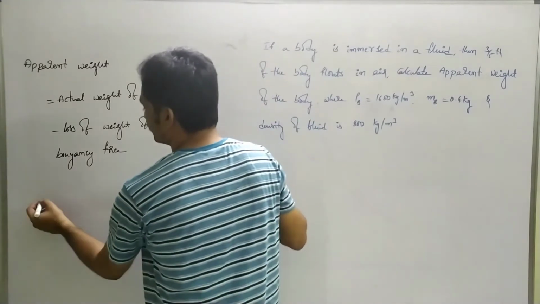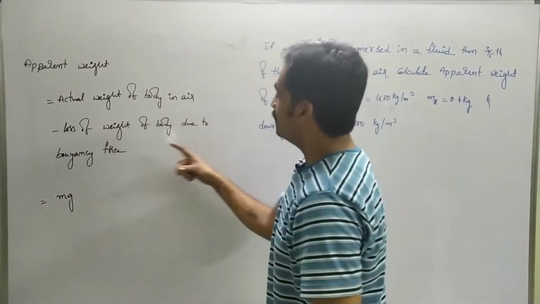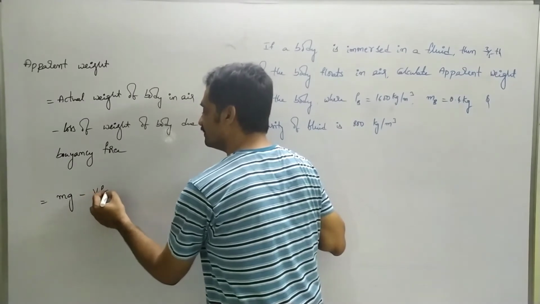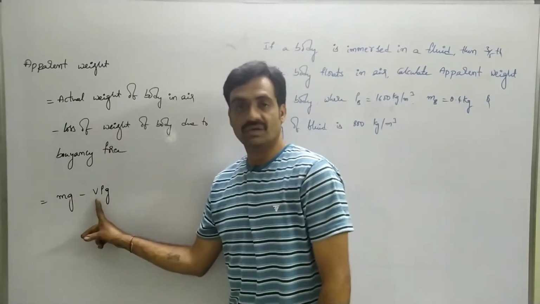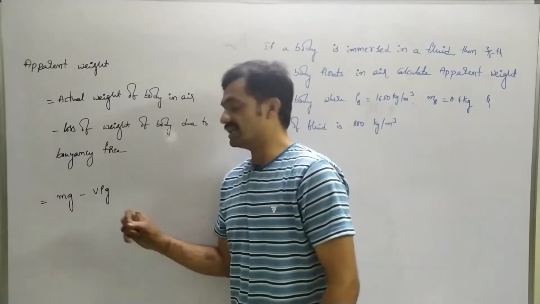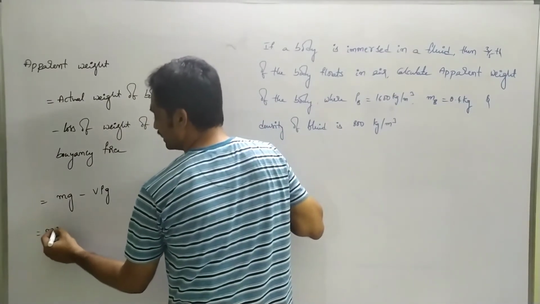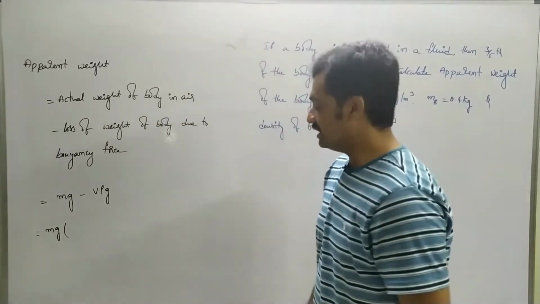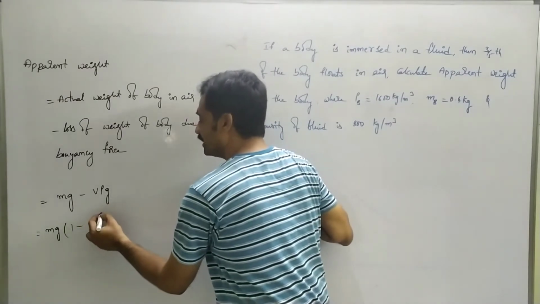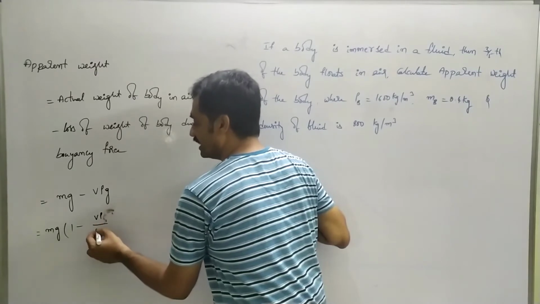Based on that, we can represent the actual weight of the body as mg and the loss of weight of the body due to buoyancy force, and we know that the buoyancy force is represented as V rho g, where V is the volume of the body which is immersed in the fluid, rho is the density of the fluid, and g is acceleration due to gravity. From this expression I am going to take mg as common. Observe that 1 minus V rho g by mg, that is V rho by m.